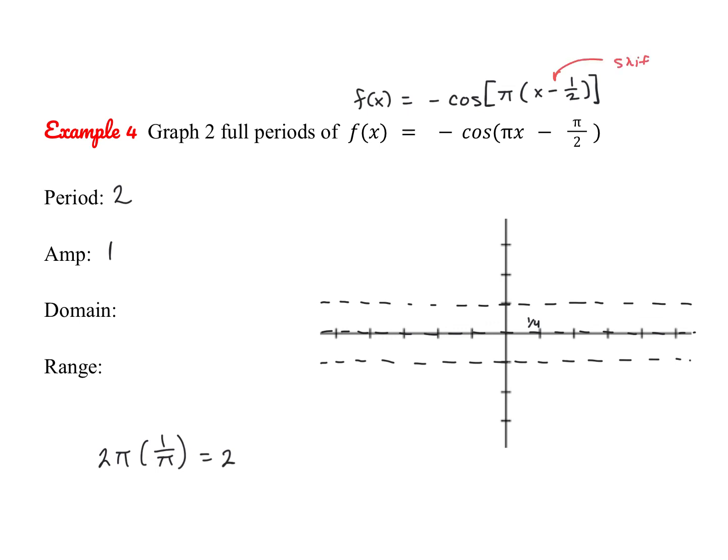That phase shift is going to go to the right by half a unit. So I'm already at the minimum because of the reflection, and then I need to shift my starting point to the right by half a unit, so that's 2 tick marks. So this is now my starting point.